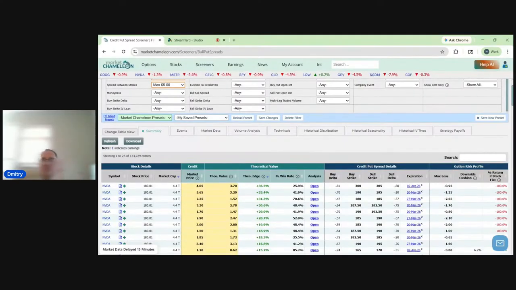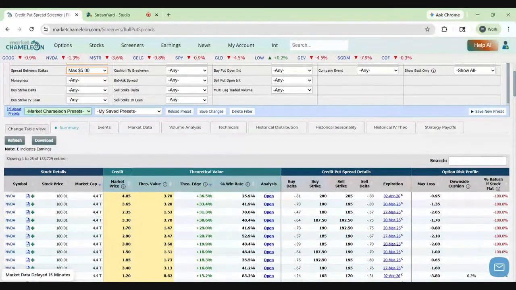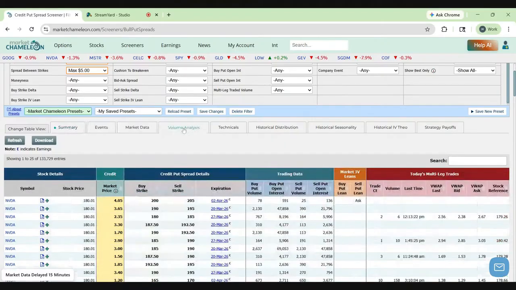So how do we start narrowing them down? We have all these different filters to help us do that. We're going to use a combination of filters today. First, we're going to go to our volume analysis tab. The volume analysis tab looks at each of these spreads and checks whether we detected a trade in that spread.